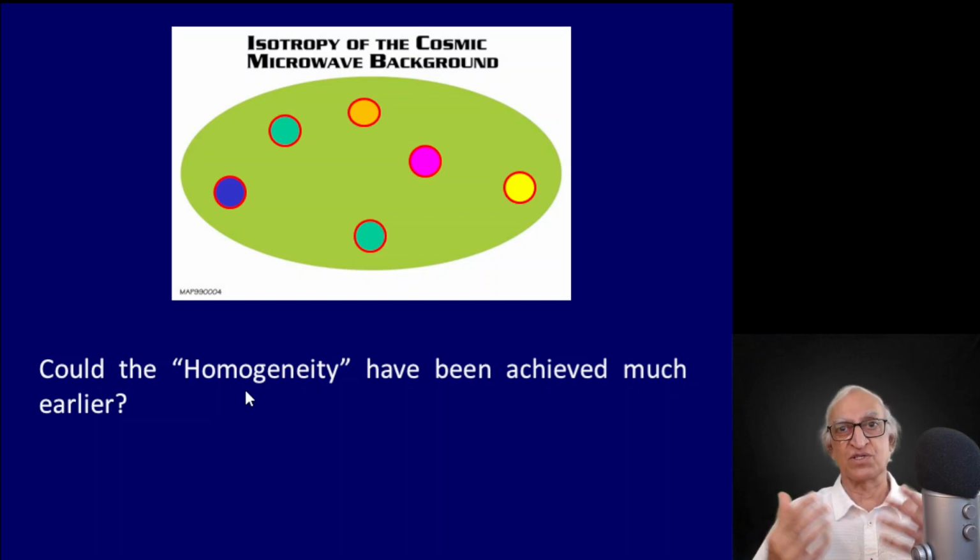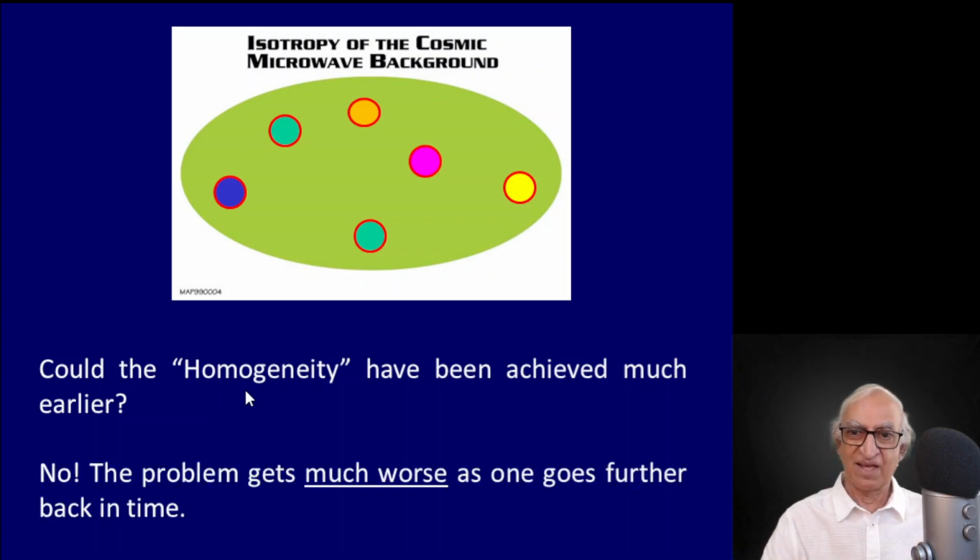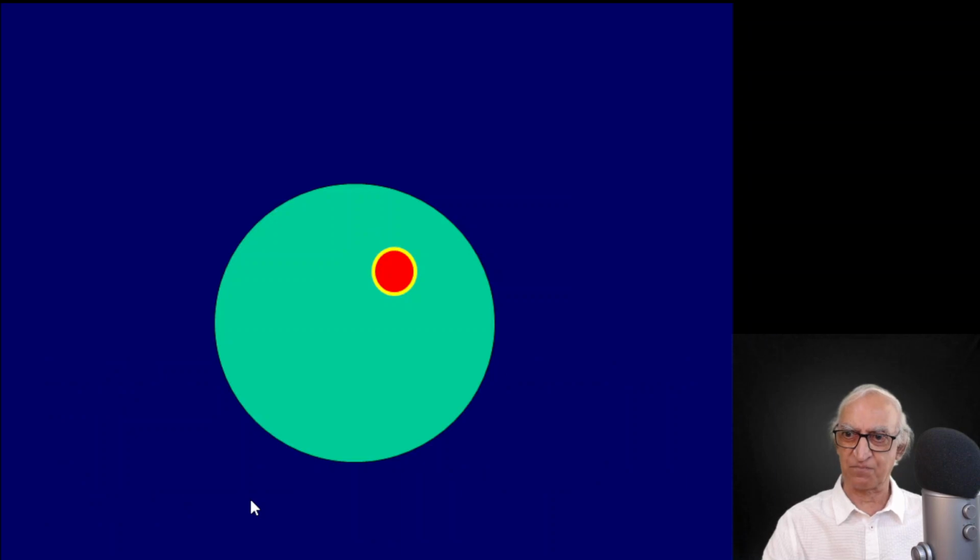So maybe the universe was homogeneous and isotropic much earlier on. So don't work backwards, work forwards from that earlier time. No, that won't work, because the problem that I have just outlined gets worse and worse and worse the further back I go in time. I shall now try to convince you of that. So please listen to this argument very carefully.